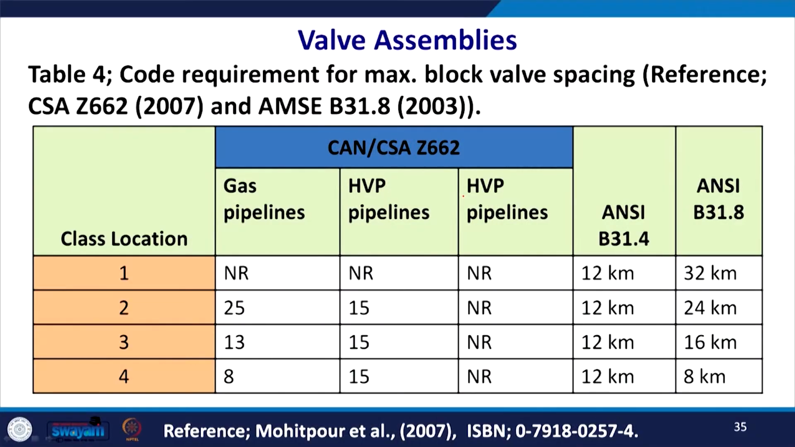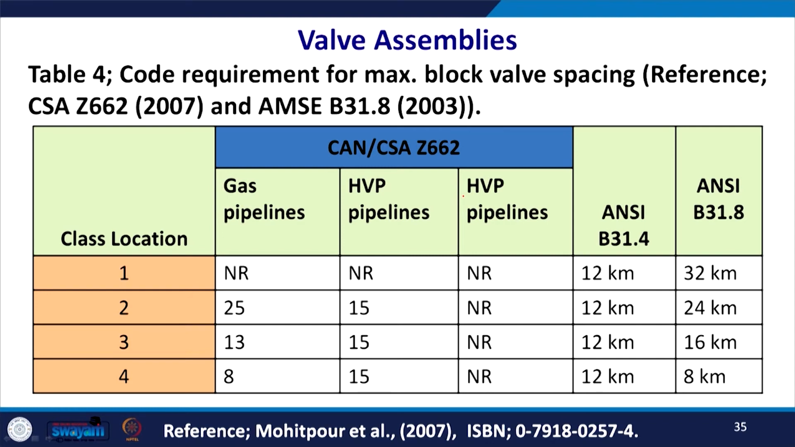Usually a riser on each side of the block valve is there to provide a power supply for hydraulic or pneumatic operator, or for taking fluid samples, and to connect the pressure gauges or to perform the flow test. Now, here you see the various code requirements for the maximum block valve spacing. Again, the reference is CSA Z662 2007 and ASME B31.8 2003.